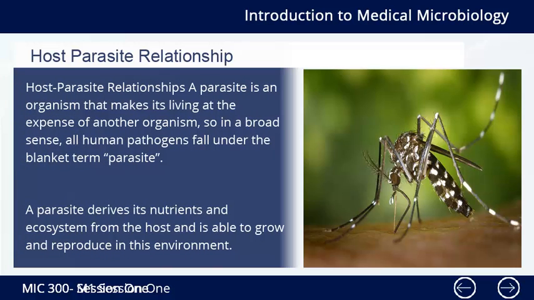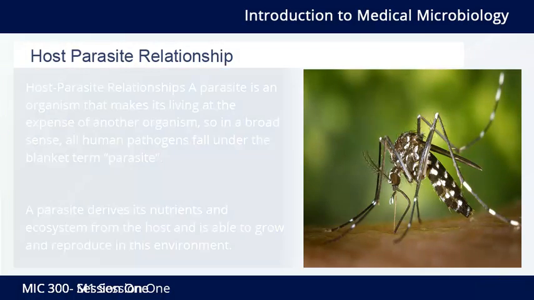Host-parasite relationship. A parasite is an organism that makes its living at the expense of another organism. So in a broad sense, all human pathogens fall under the blanket term parasite. A parasite derives its nutrients and ecosystem from the host and is able to grow and reproduce in this environment.